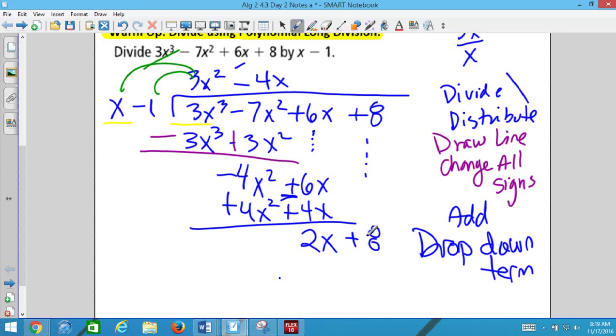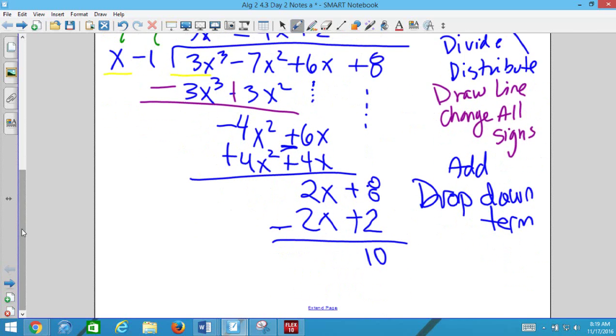We repeat the process. X goes into 2x 2 times. Distribute. 2x minus 2. Draw the line, change the signs, and we get 10. And then once you don't have any more numbers to drop down, then you're done. So our answer, 3x squared minus 4x plus 2.